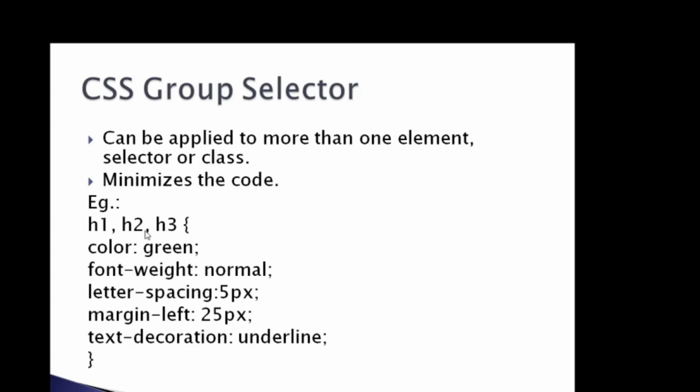Now in this example we can see it is the example of the element selector. There are three heading tags, h1, h2, h3, which have been given a common style: the text color is green, font weight is normal, letter spacing is 5 pixel, margin left is 25 pixel and the text decoration is underlined. So we will apply this style to the code and we will check the output.